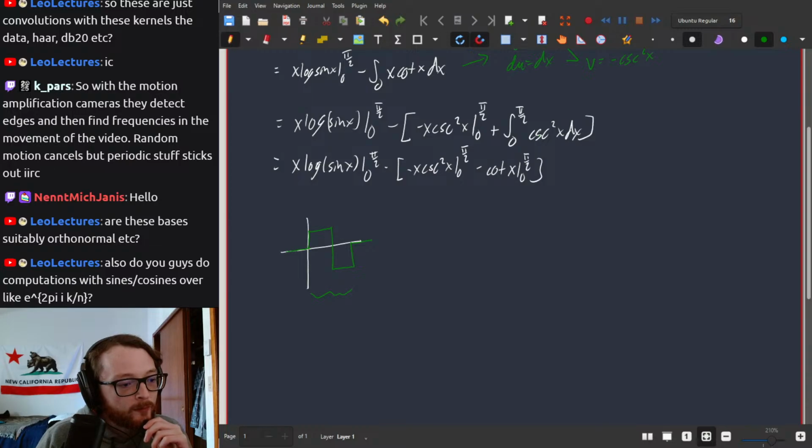With motion amplification cameras, they detect edges, then find frequencies in the movement of the video. Random motion cancels, but periodic stuff sticks out. Ooh, that's cool, K-Pars. That sounds like something that wavelets could help with.